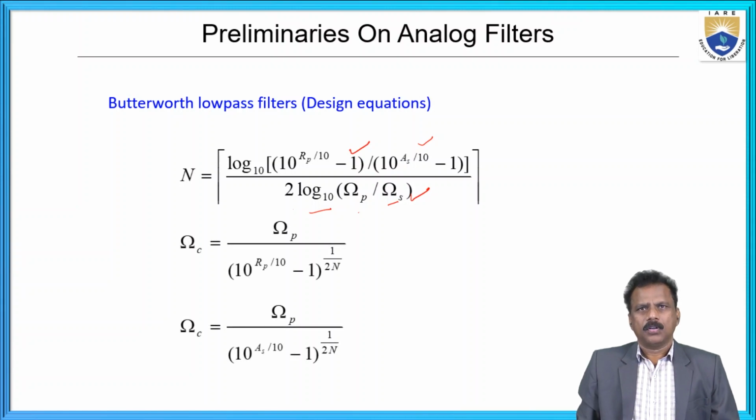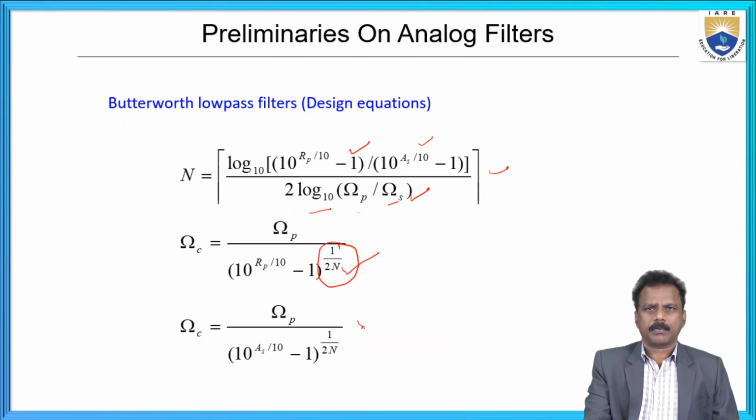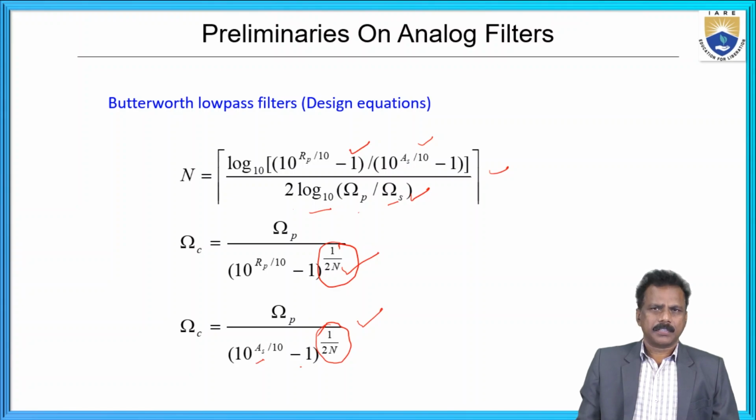With this, omega c is equal to omega p by (10 power Rp by 10 minus 1) power 1 by 2n, where n is this value. Or omega c is equal to omega p by (10 power As by 10 minus 1) power 1 by 2n. These are all the Butterworth low pass filter design equations involved. We have to write a piece of code using all these mathematical design equations to simulate and verify the Butterworth low pass filter design.